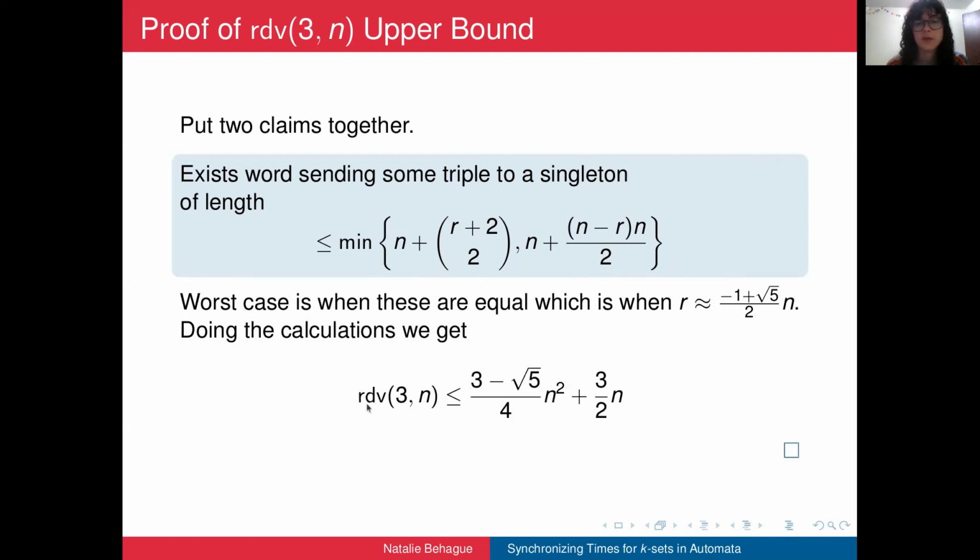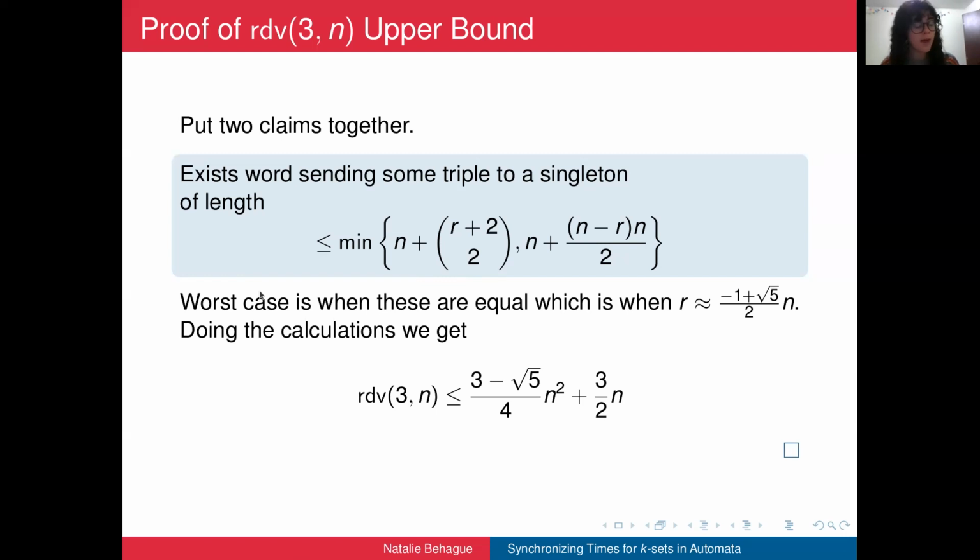So if you do the calculations, very simple calculations, you get that the rendezvous time is at most (3 - root 5) over 4 times n squared plus 3 over 2 n. So 3 over 2 n is a less important factor. As you can see, that proof was entirely combinatorial, all very elementary, and I haven't explicitly told you how to generalize it to 4 and 5, but I can tell you a bit in words.